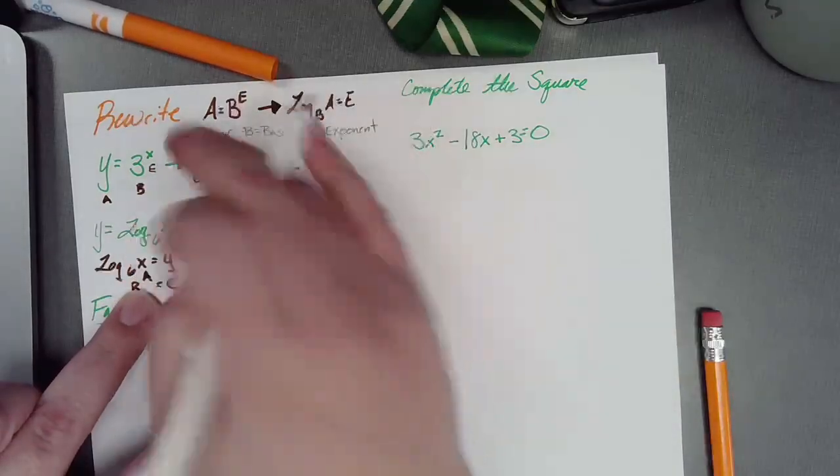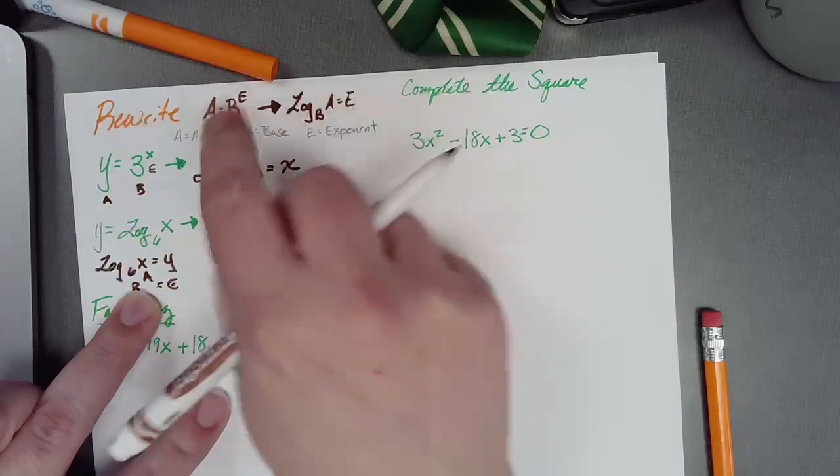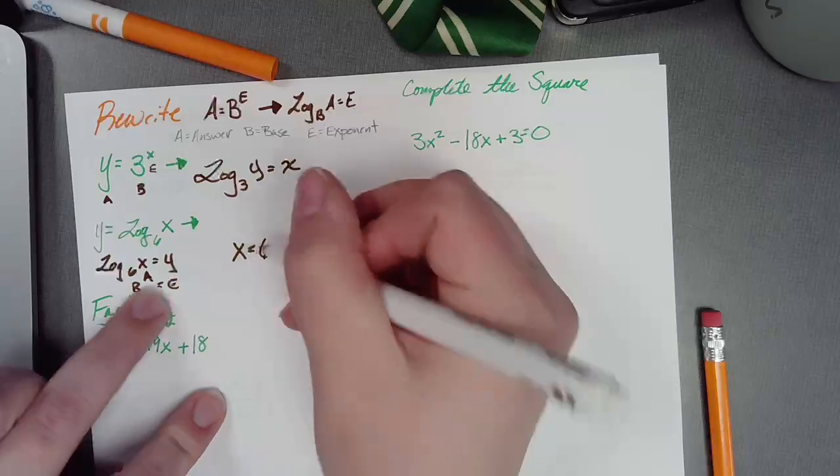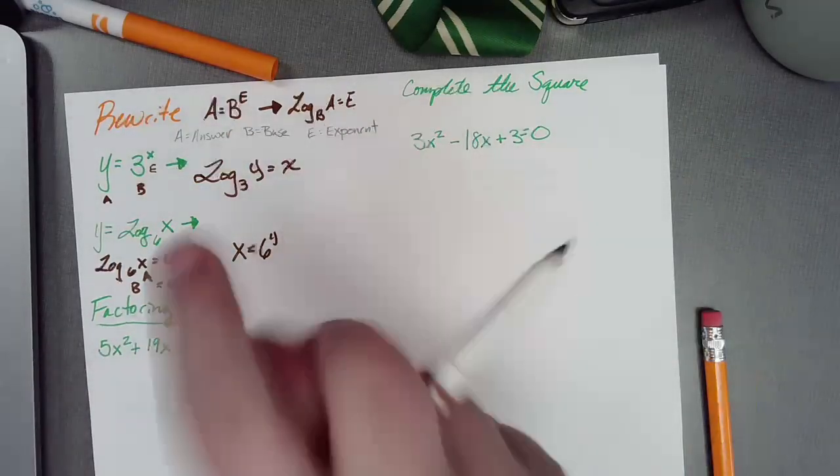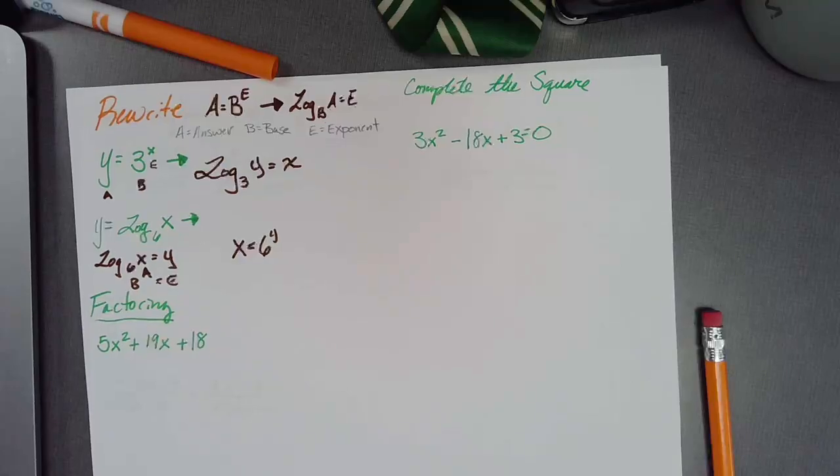B is down here, A and E, so I can rewrite it as an exponential. My answer is X, my base is 6, and my exponent is the Y. So these have been rewritten using ABE to BAE formatting.